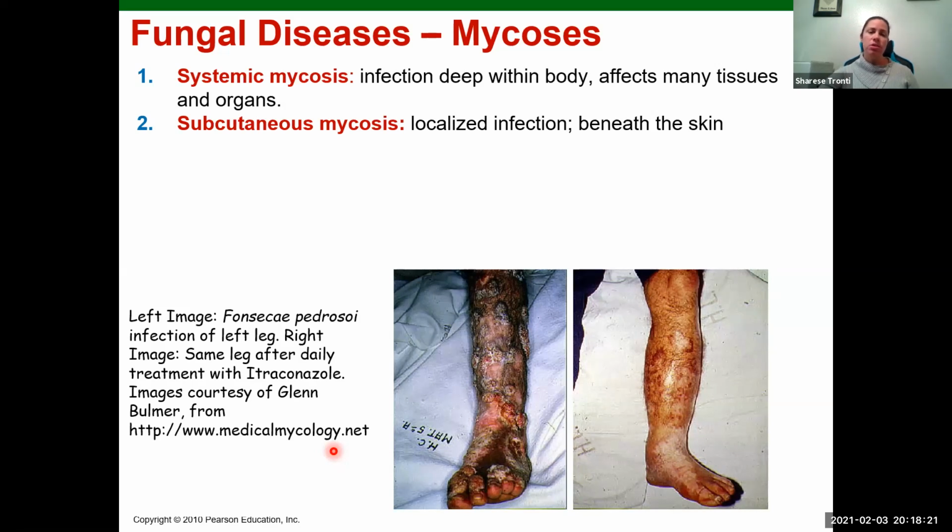The next type is subcutaneous mycosis. It's a localized infection, but it reaches all the way down into the subcutaneous. So it goes through the entire skin layer to slightly below the skin.